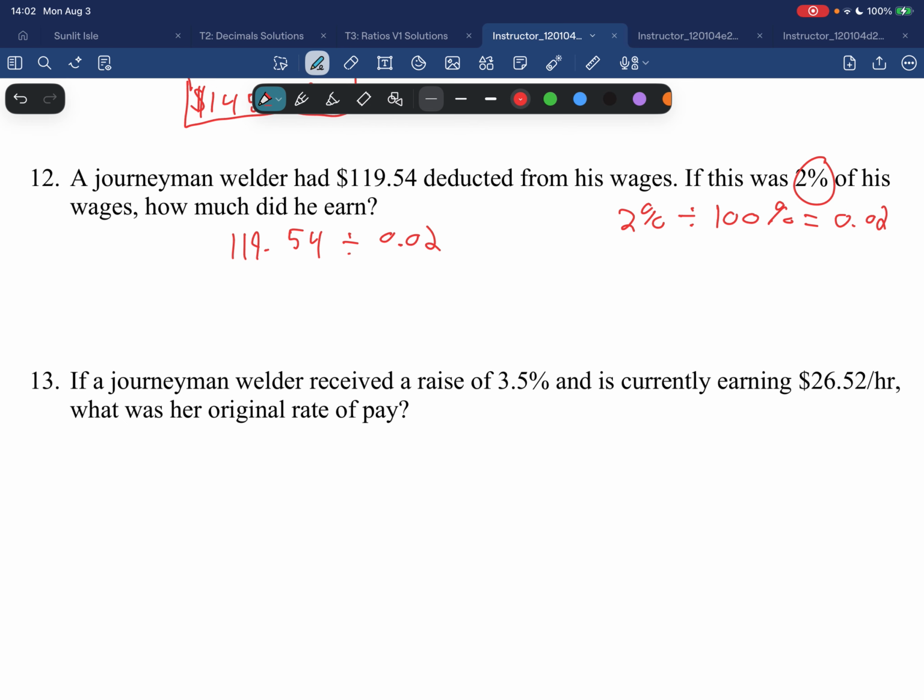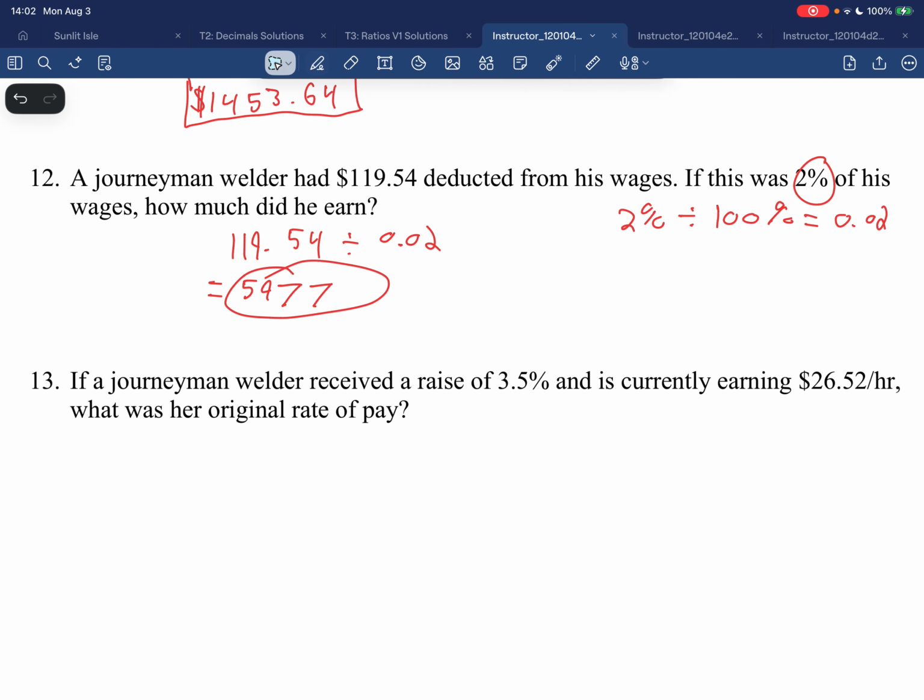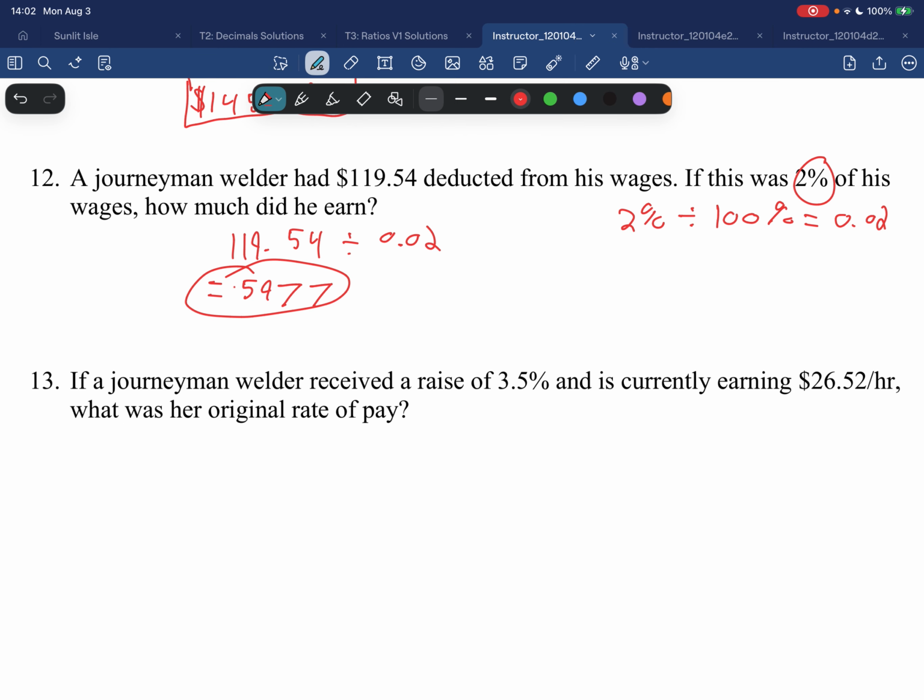And 119.54 divided by 0.02 gives me, a nice number, exactly 5,977. Kind of look like crappy 2s. There we go. That's a bit better. 5,977. Oh, let me shift this over a bit. Add a dollar sign. There we go. They're basically units of money. So I'll include that.